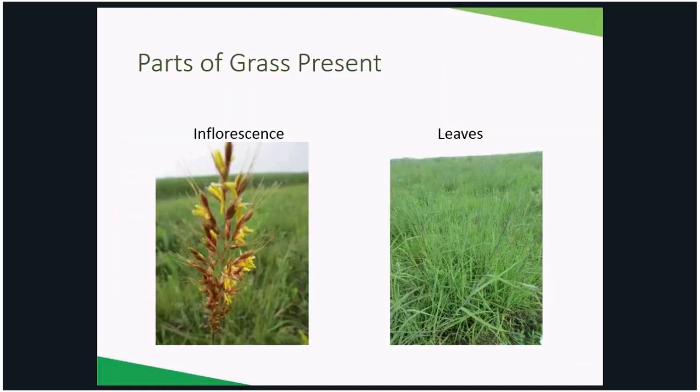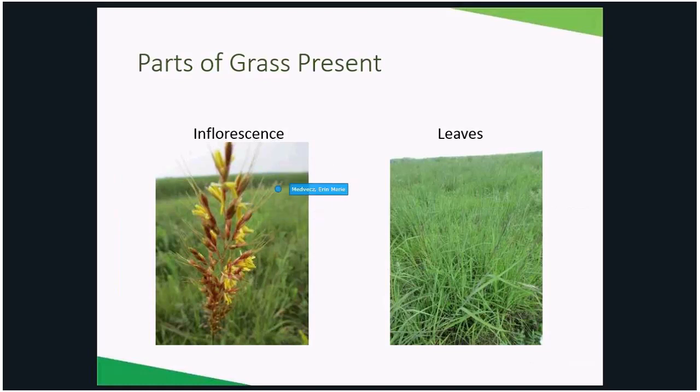Okay, so once we figure out where a grass is growing, we're going to start with habitat. Then we can look and see if we have an inflorescence, or that flowering part of the plant. If we do, that's a great place to start, because again, it's easier to use characteristics of that part of the grass rather than starting with the leaves and the stems that look really similar across all of the different species.